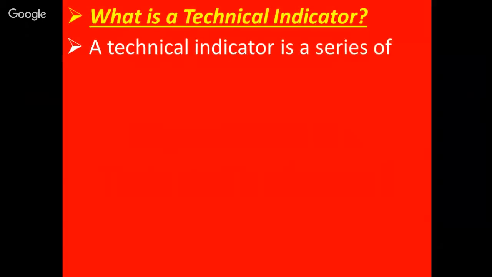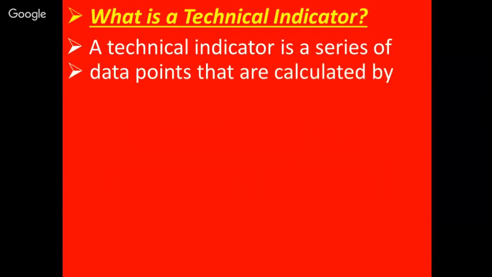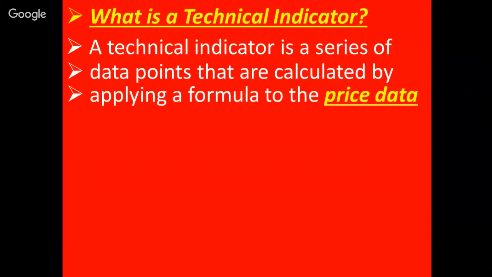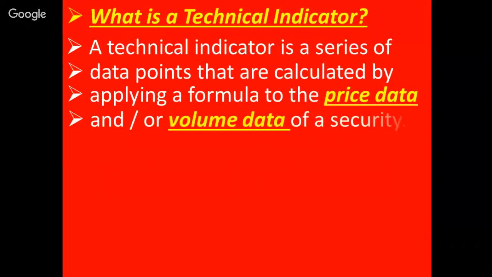A technical indicator is a series of data points that are calculated by applying a formula to the price data and/or volume data of a security. Indicators are derived by applying a formula to the price data and/or volume data of a security.